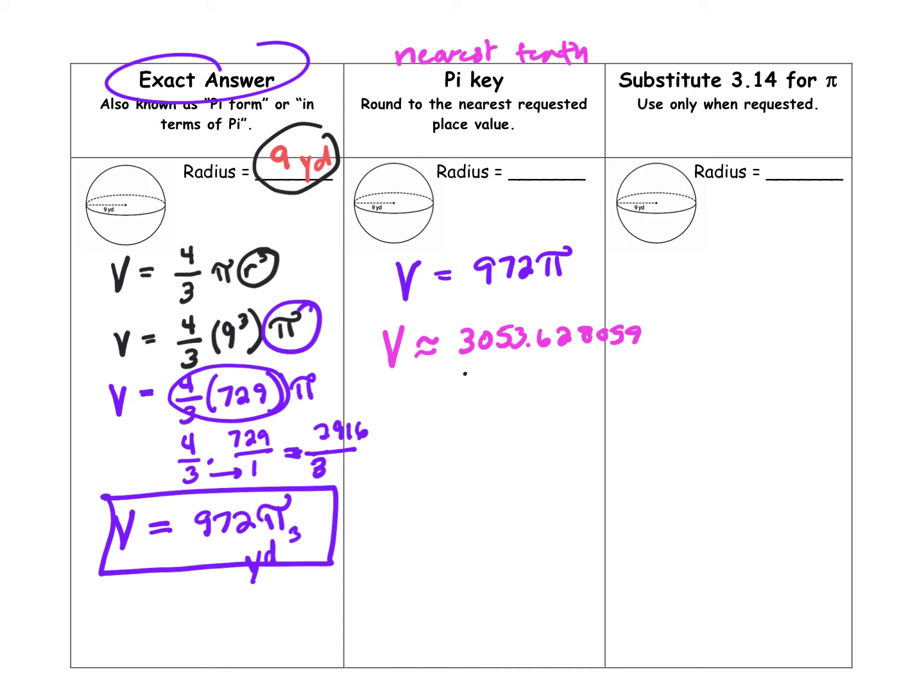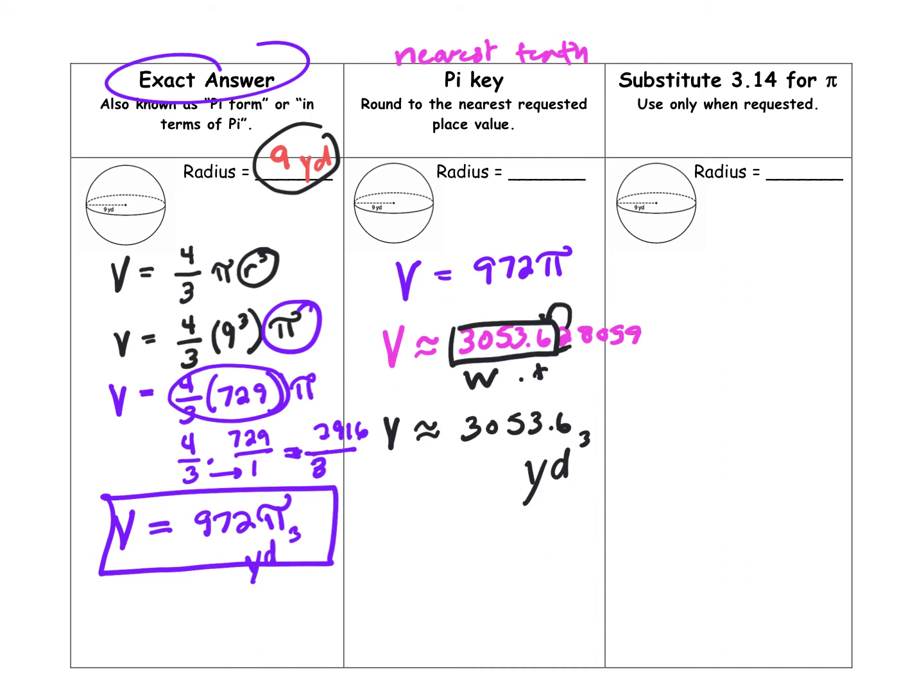So now we're going to round using the tenths place, and we're either going to have 3,053 and 6/10 or 3,053 and 7/10. This 2 tells that 6 to stay. So our final answer, if we're rounding using the pi key, the volume would be approximately 3,053 and 6/10 yards to the 3rd power.